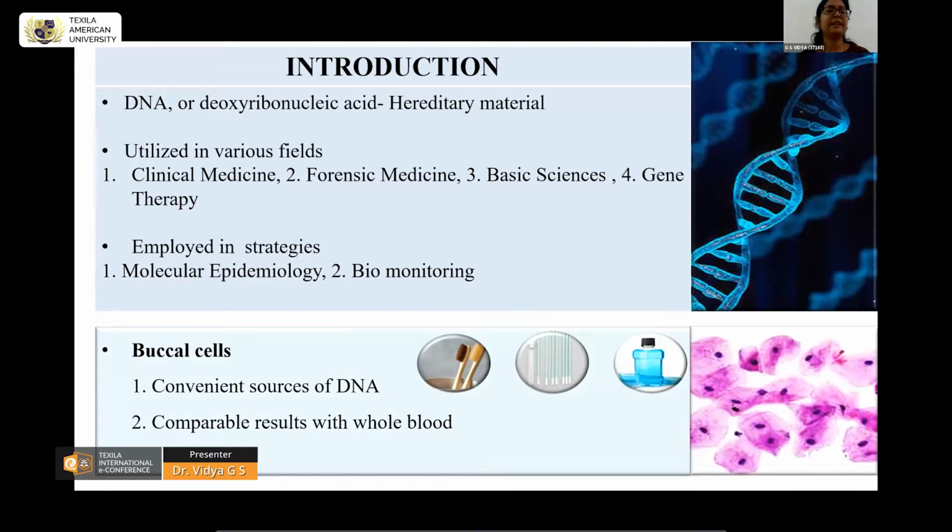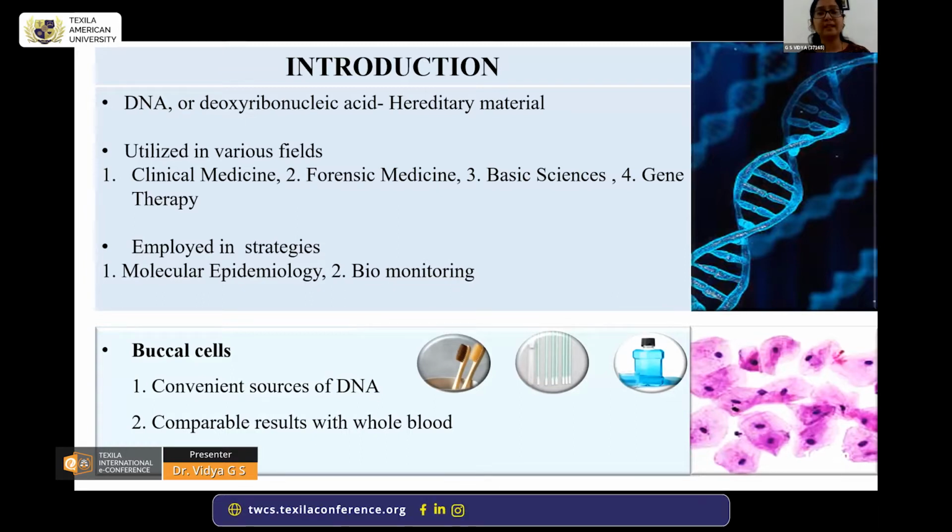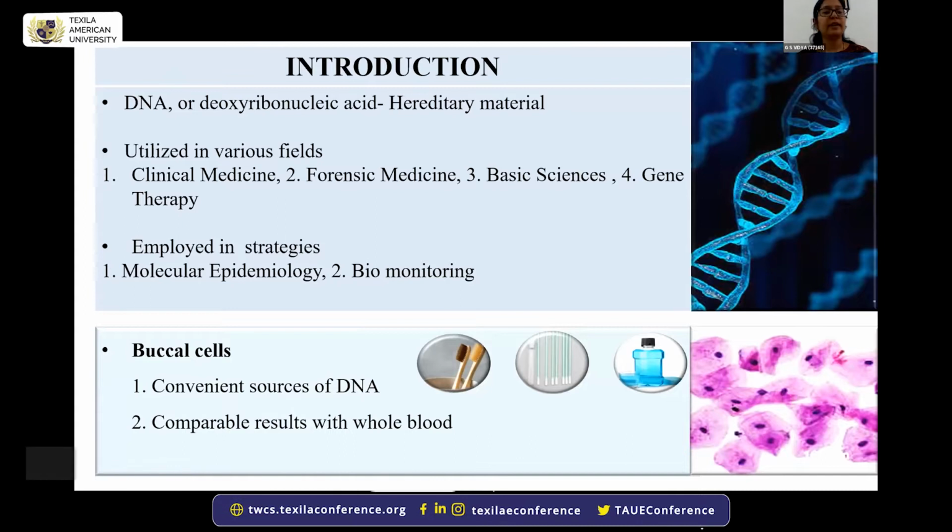In clinical medicine, forensic medicine, basic science, gene therapy, and also in molecular epidemiology and biomonitoring, it's used variously in various fields. We are aware that the source for this DNA can be obtained from blood samples, urine, hair samples, etc. One of the samples from where the DNA can be obtained is the buccal cells. These buccal cells are a convenient source of DNA. They provide comparable results with the blood samples, which are basically the go-to source for the DNA. Buccal cells can be obtained from toothbrushes, buccal swabs, or mouthwash samples.